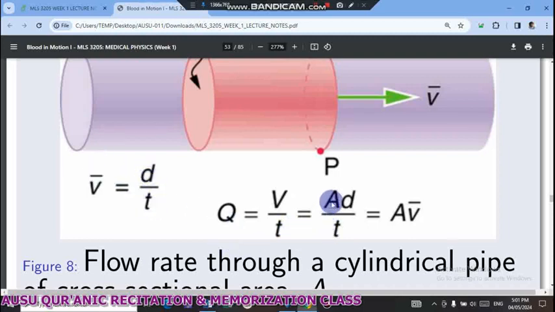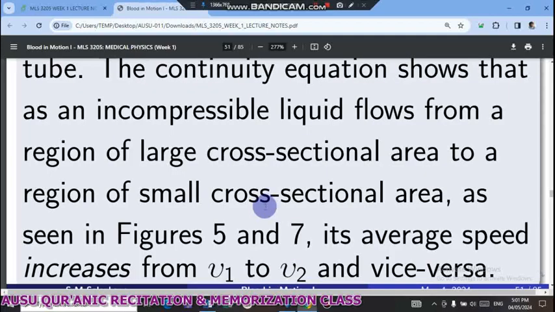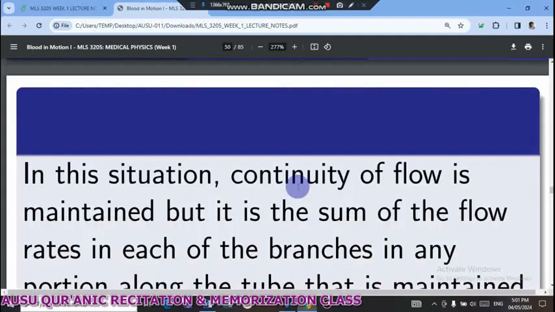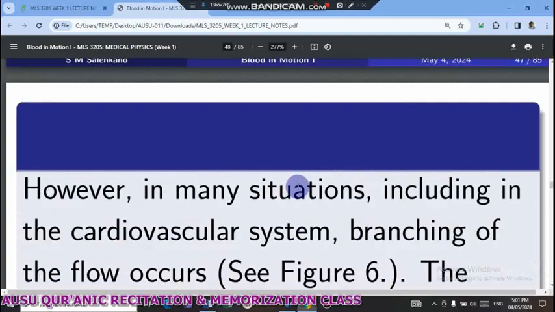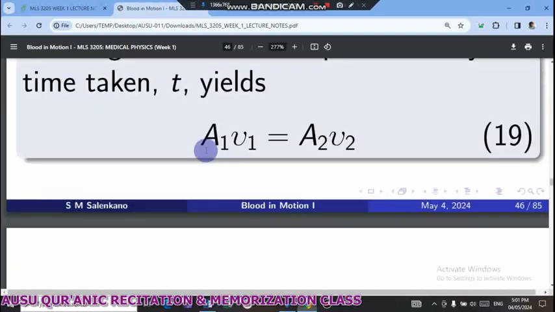So it means I can take this A, and instead of D over T, I can put V there. So I have AV, and this AV is what I have here in the equation. Let's go back to the one without the branching. Can you see? It means this A1V1 is the measurement of the flow rate in region 1, and this one is the flow rate in region 2.